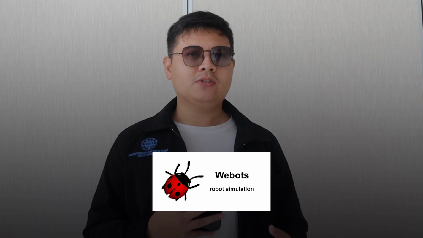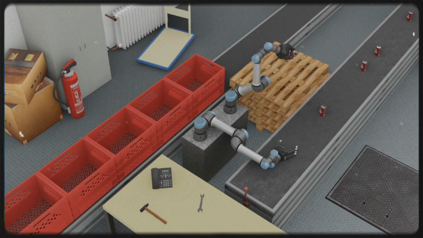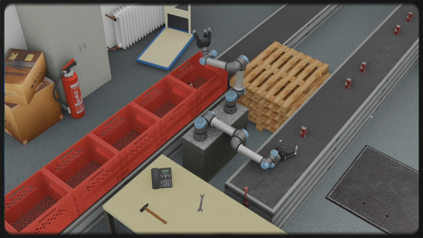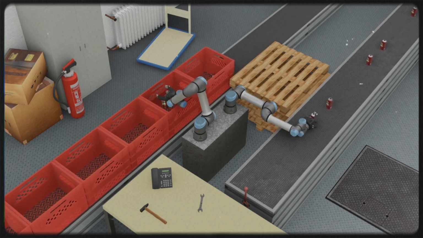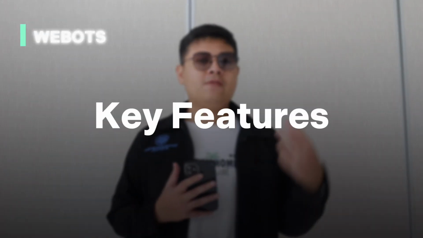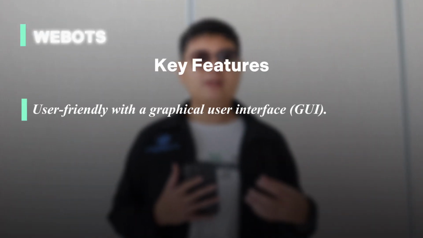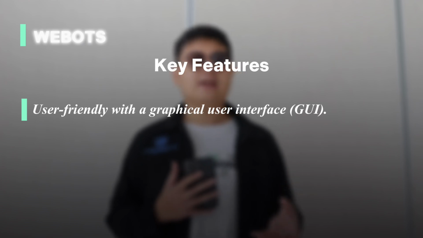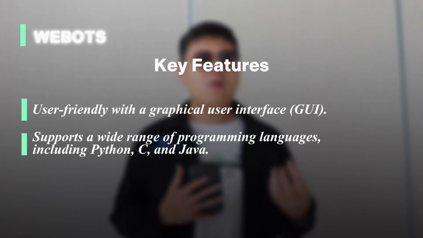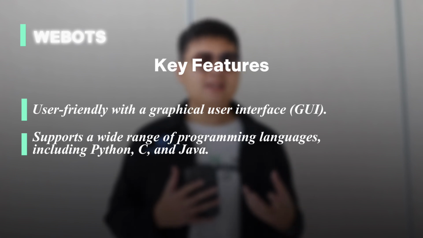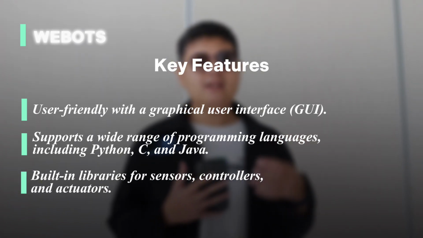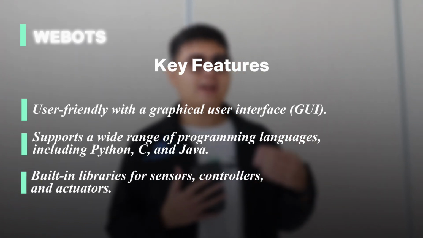Next is Webots. Webots is an open source simulation platform specifically designed for mobile robotics and industrial automation. It provides an easy to use interface and a rich library of robot models. And the key features are, first, user-friendly with a graphical user interface, or GUI. Second, supports a wide range of programming languages including Python, C, and Java. And next, built-in libraries for sensors, controllers, and actuators.